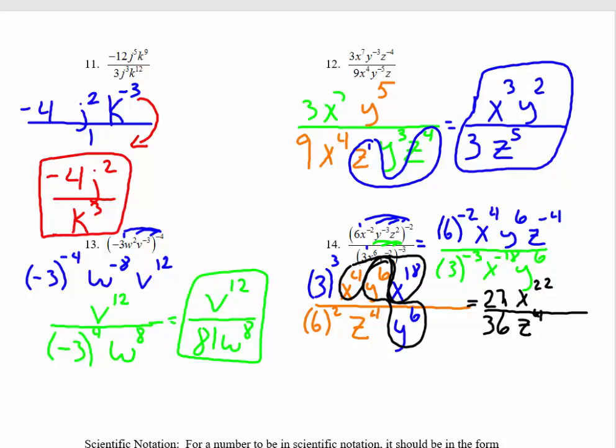So my answer would be, looking at our 27 over 36, we can reduce that by 9. So 27 divided by 9 is 3, and 36 divided by 9 is 4. So we end up with 3x to the 22nd all over 4 z to the 4th.